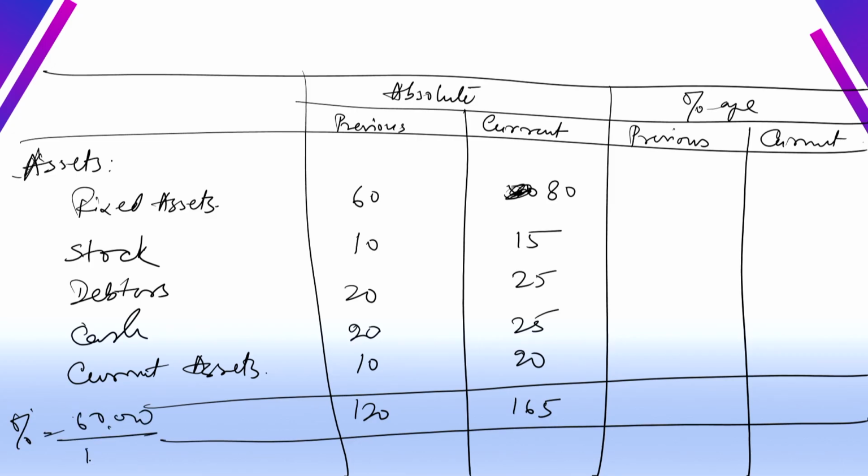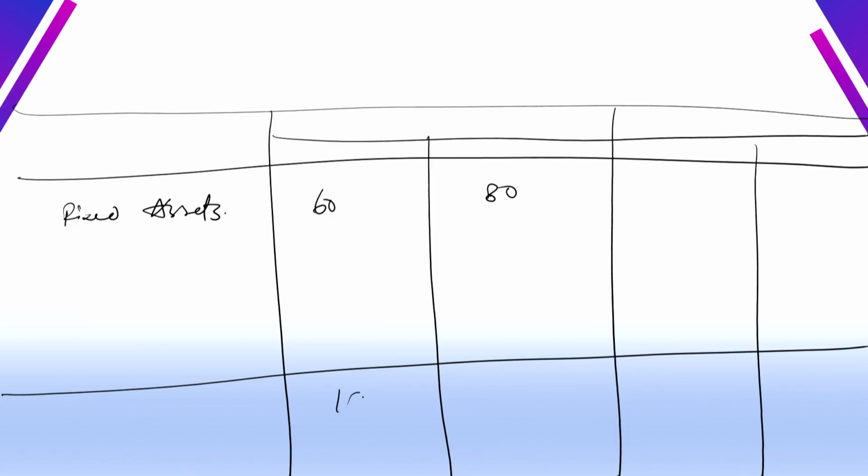60,000 is of rupees 1,20,000. So 60,000 of rupees 1,20,000 is how much percentage? It will come at around 50%.